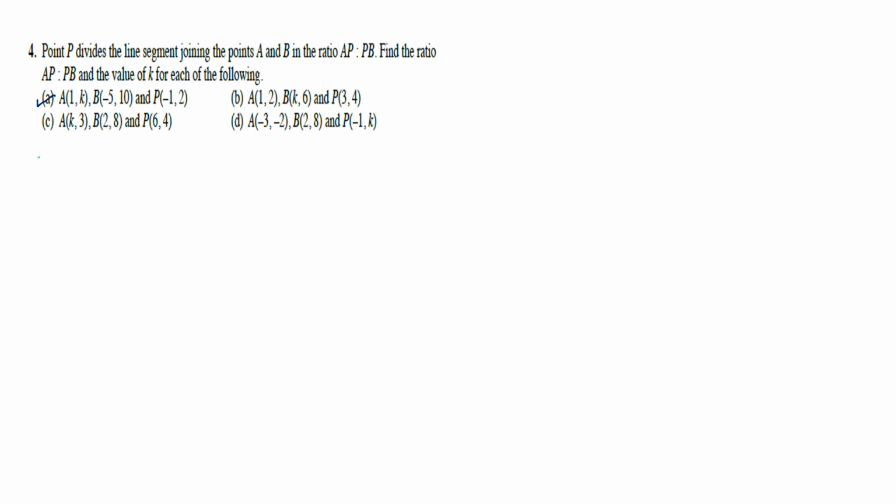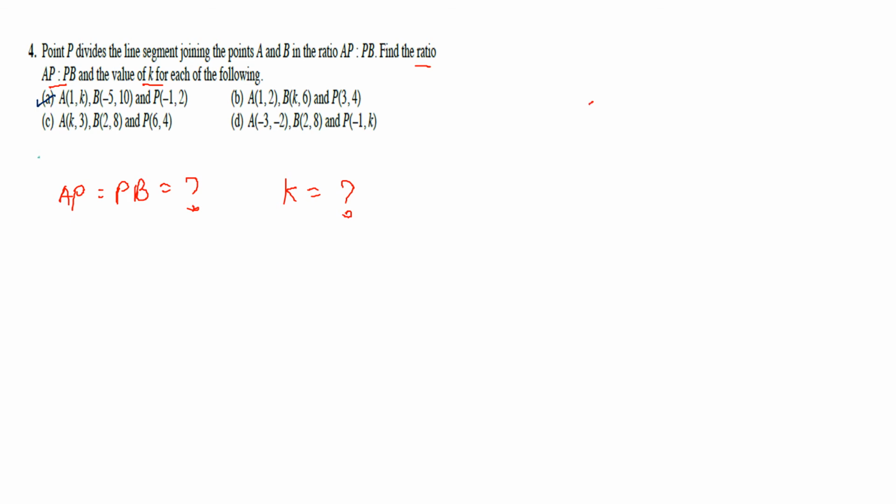For question number 4, I will show you question A. Point P divides the line segment joining the points A and B in the ratio AP is to PB. Find the ratio. This is our first question, and then find the value of K for each of the following. So we have two questions, and we look at question A.